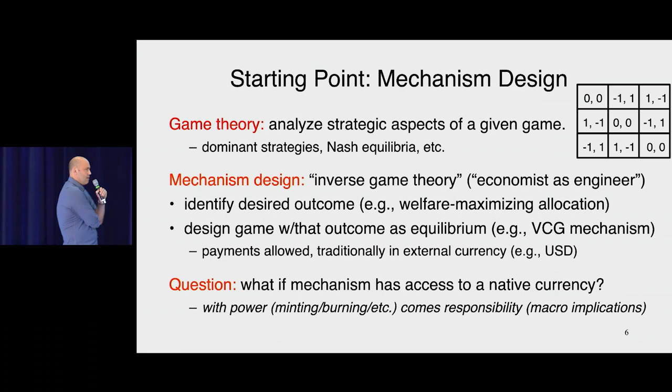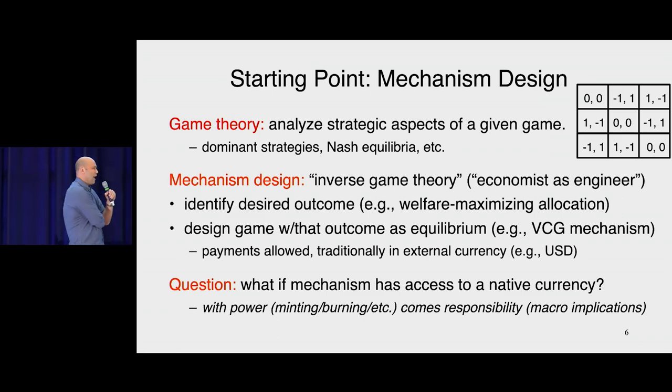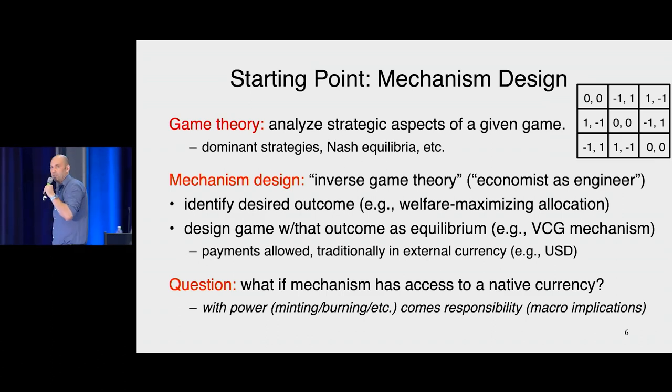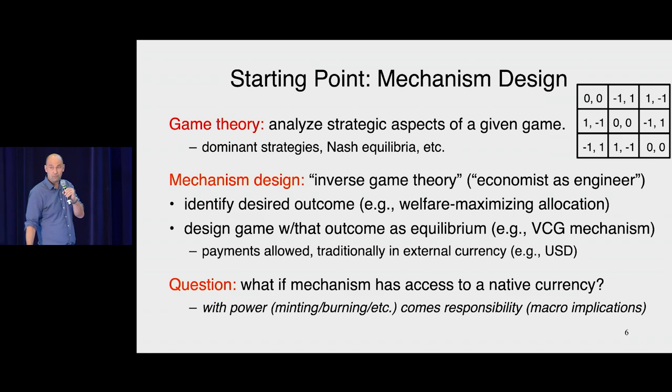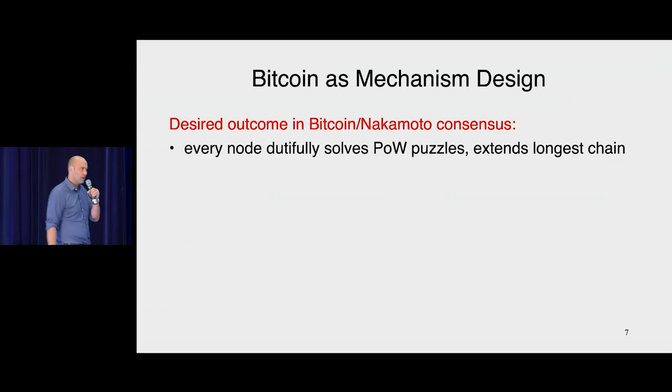But with that additional power also comes responsibility, right? If you're running a second price or Vickrey auction, you're not worrying about the consequences of your auction on US money supply. It's really kind of irrelevant. Whereas if your mechanism is doing things like minting or burning a native currency, that has macroeconomic implications. That actually is affecting the currency supply. So that interplay is something we'll see over the next couple of examples. And I really know of no analog of this in the traditional mechanism design literature. This is really a new feature of the problems in cryptoeconomics.